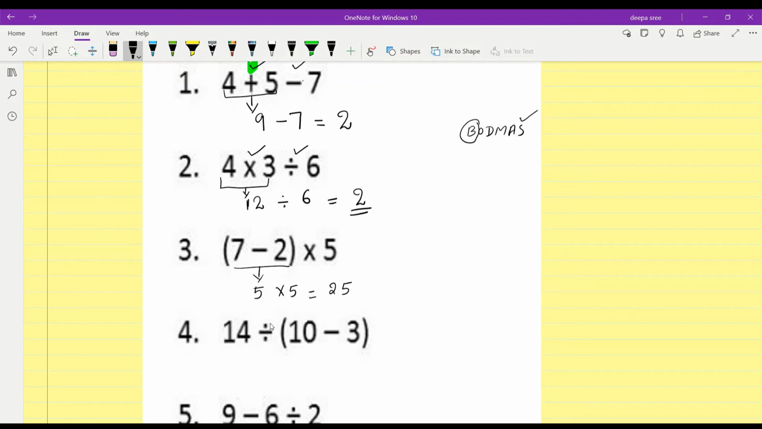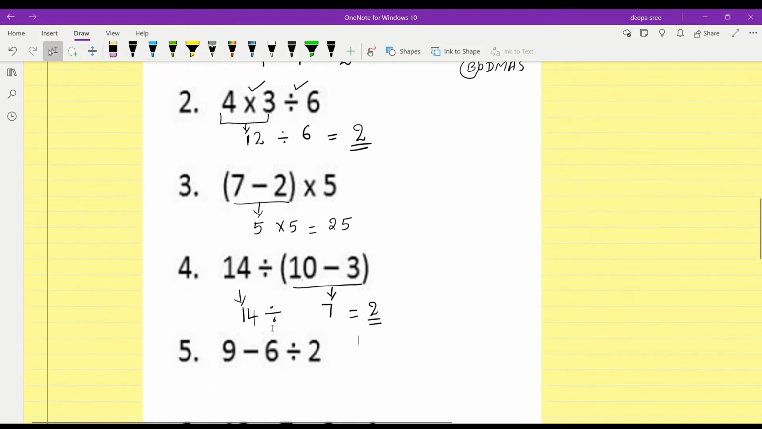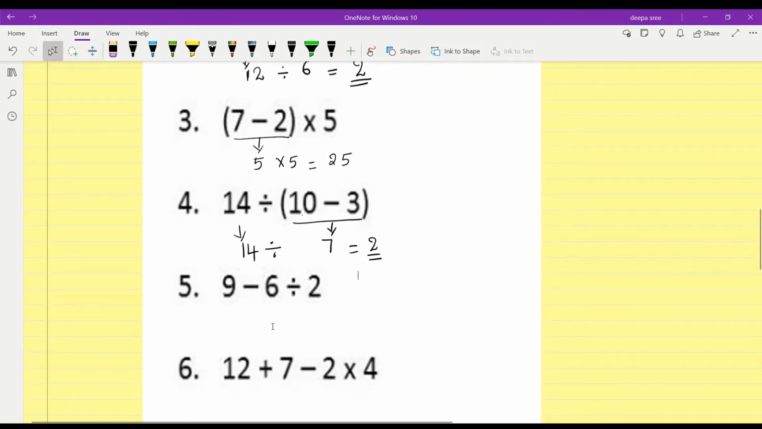Now question number 4. Here also a bracket is there. In all the questions you have to check whether a bracket is there or not. If a bracket is there, first you have to simplify inside the bracket. 10 minus 3 is 7. And the remaining you have to write as it is: 14, and the division sign. So 14 divided by 7 is equal to 2. Fourth question over.